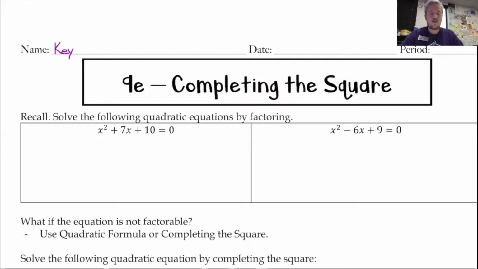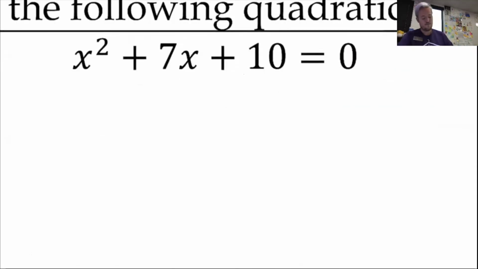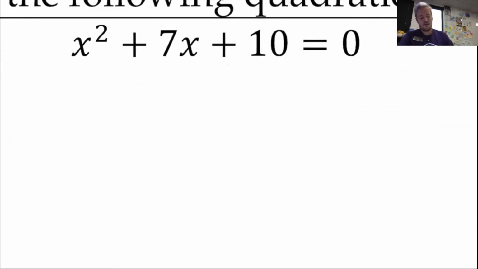Hello. All right, so for 9E, we're going to talk about a lesson called completing the square. For this one, we're going to start off just by solving these quadratic equations by factoring. So we're actually going to be using a lot of components of factoring with completing the square. All right, so to start off, we're going to do our ABCs.